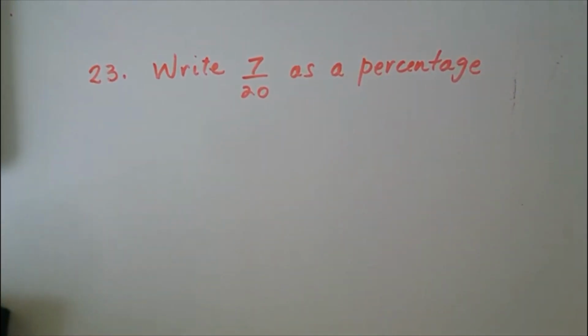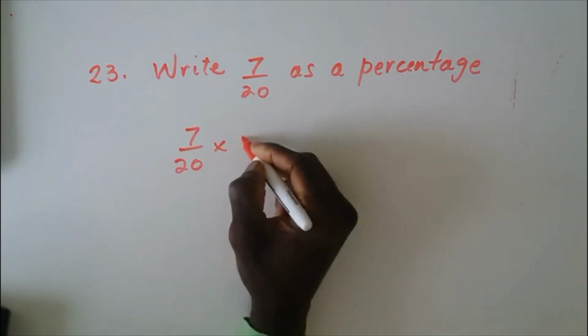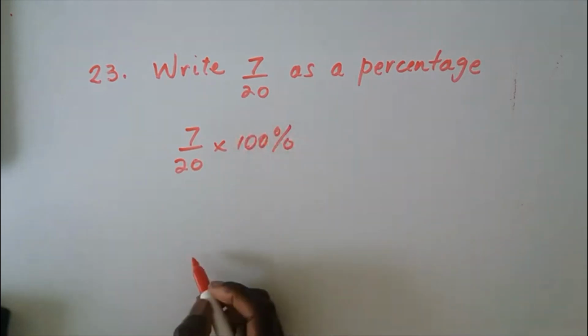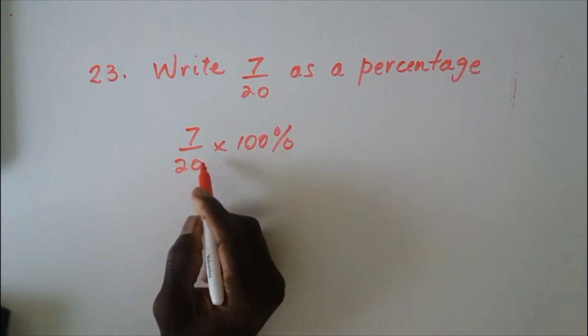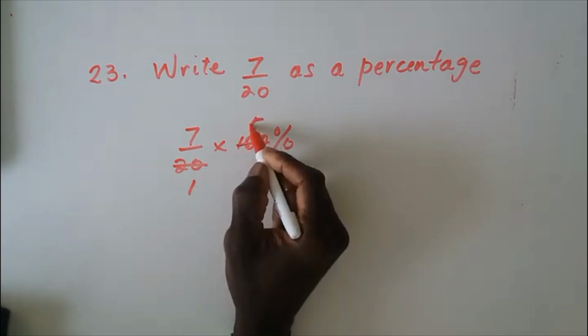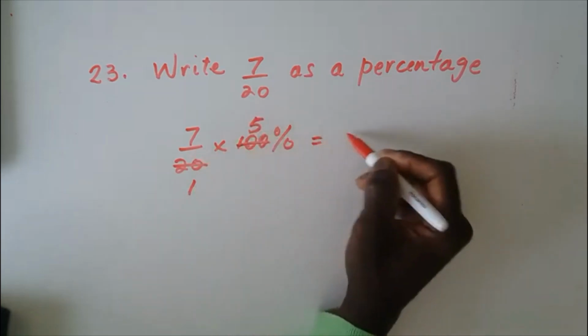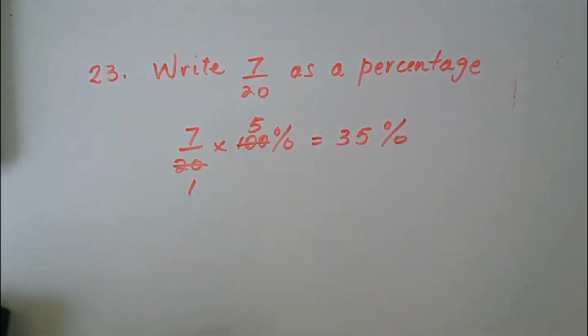Next, write 7 over 20 as a percentage. To convert a fraction to a percentage, we multiply by 100%. We divide in this direction by 20. 20 into 20 is 1. 20 into 100 is 5. 7 fives are 35. So if you had a test and you got 7 out of 20, you would have had 35%.